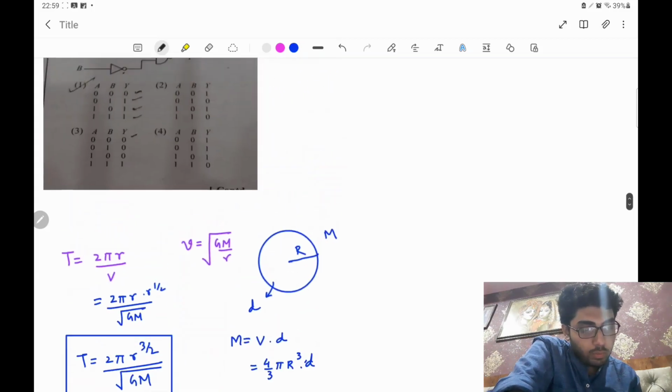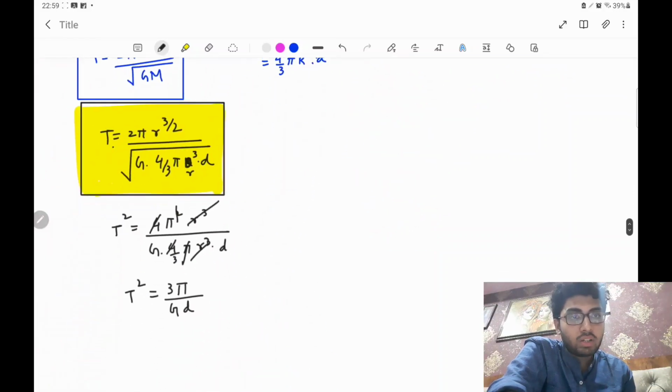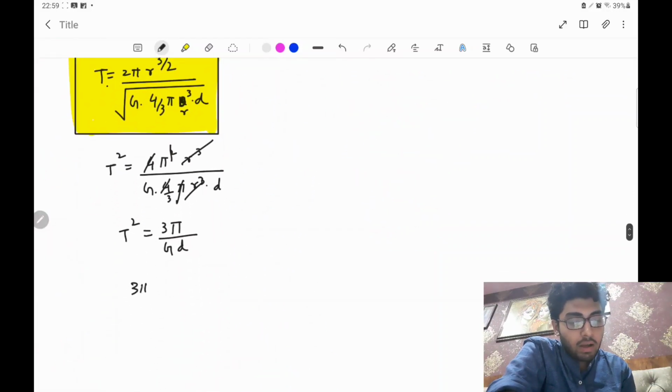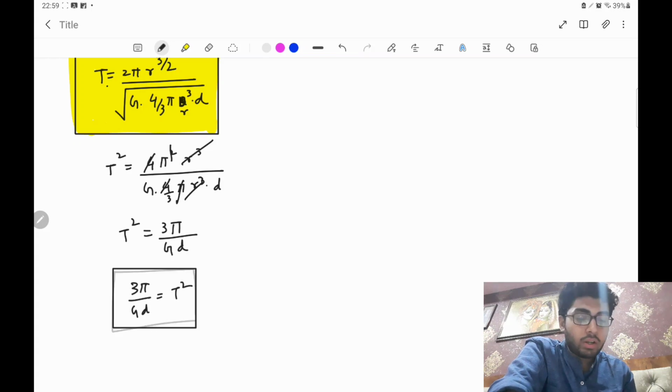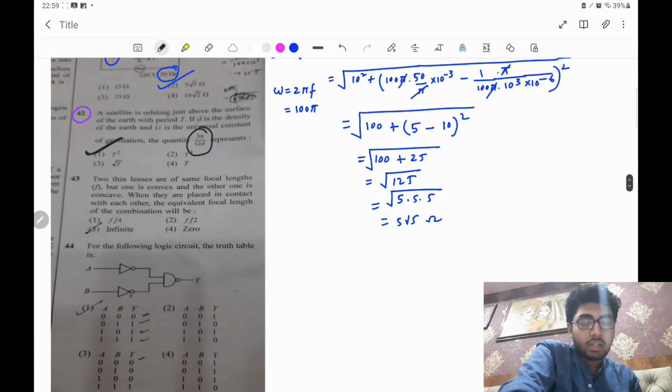Now come back to your question. The question was what 3 pi by Gd represents. Clearly you can see that 3 pi by Gd represents T square, the time period square. So obviously your correct option is going to be T square.